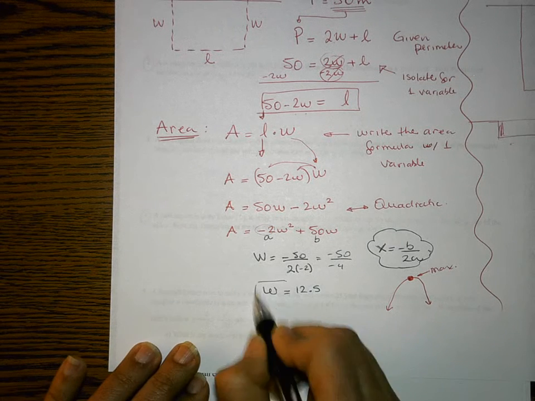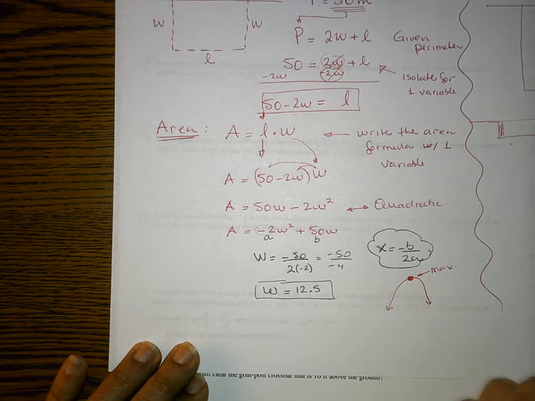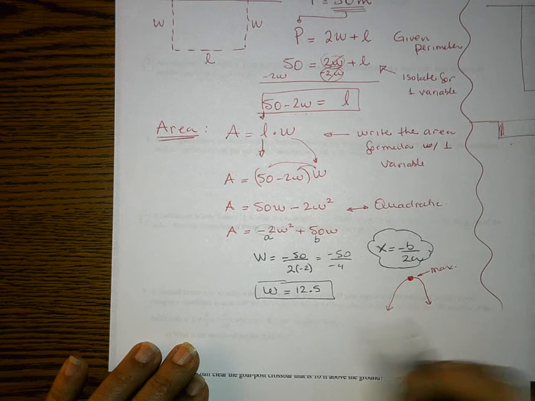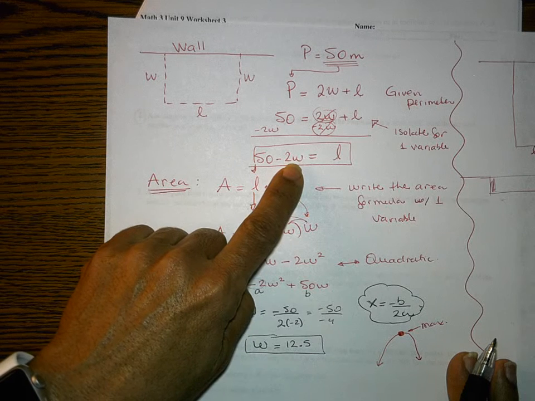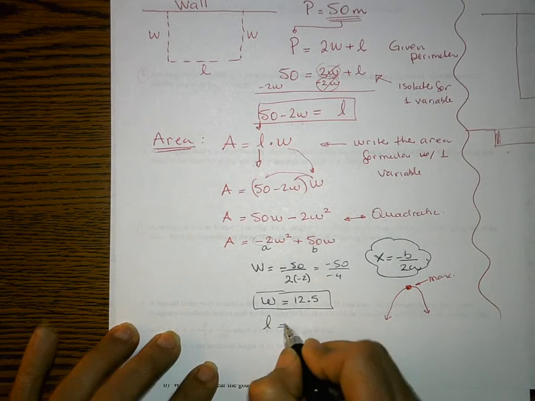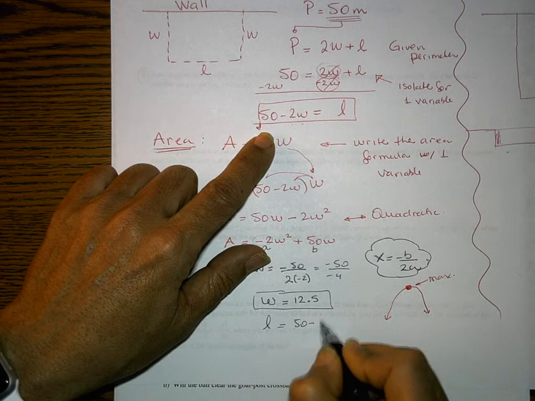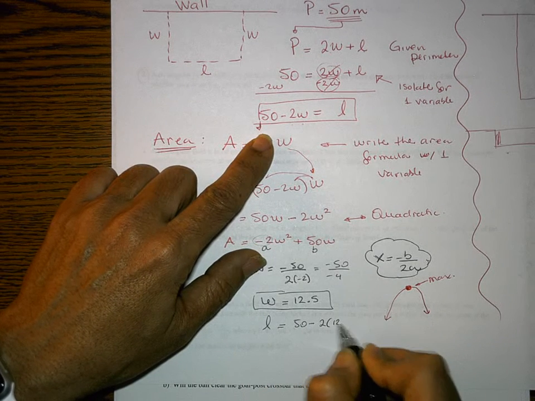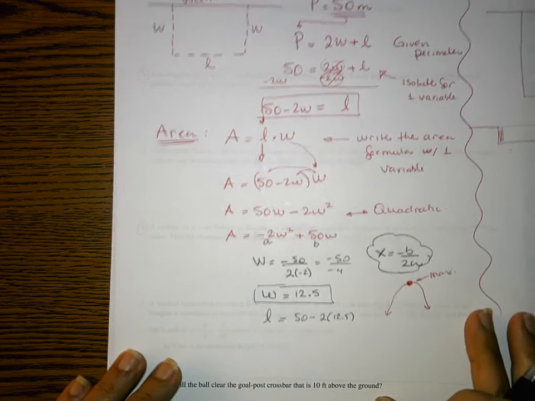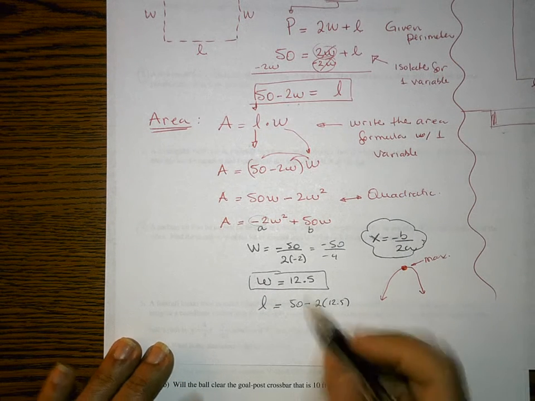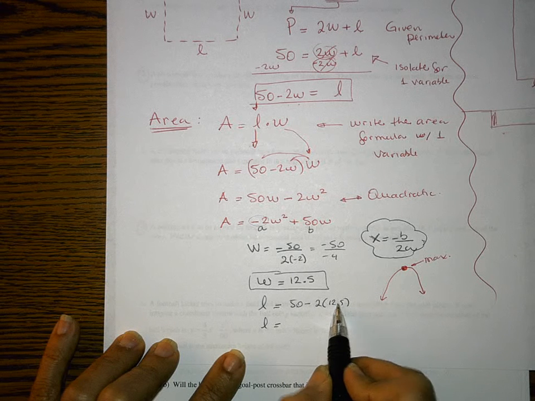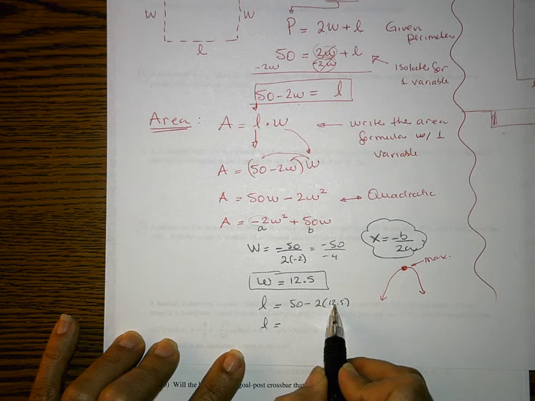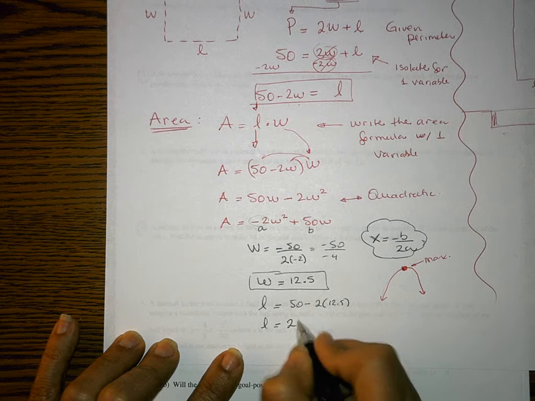So now that we have the width, I can go back and solve for the length. Because remember, the length right at the beginning, if you rewind a little bit, is in terms of W. And I know what W is now, so I can solve for the length. The length is 50 minus 2 times the W, which is 12.5. So 50 minus 2 times 12.5. 2 times 12.5 is 25. And 50 minus 25 is just 25.